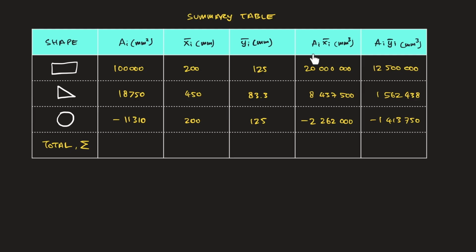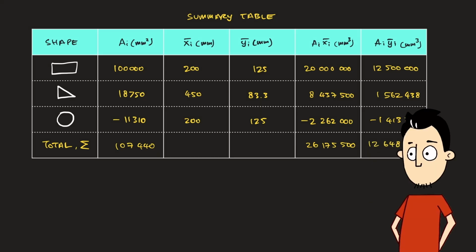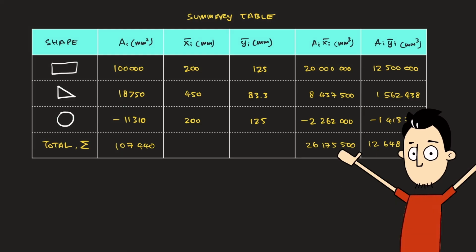Then the fourth and fifth columns, we just multiply: area times x bar i and area times y bar i. And at the bottom row, we sum up each column. Total area is 107,440 square millimeters. Sum of A times x bar gives us 26,175,500 cubic millimeters, and sum of A times y bar gives us 12,648,688 cubic millimeters. Now, pause the video here, hide the table, and try to redo it yourself from scratch.